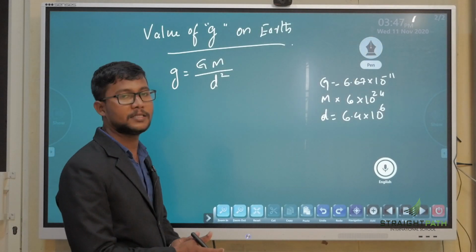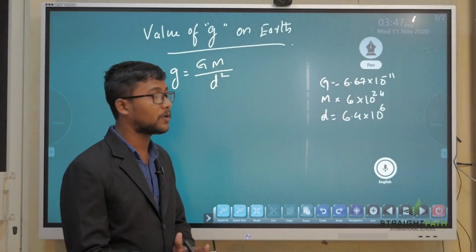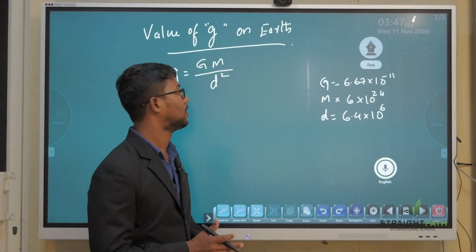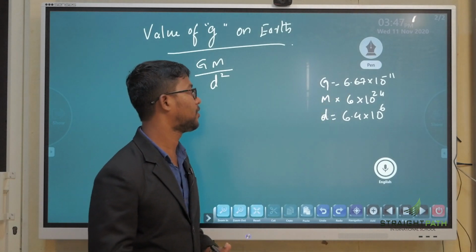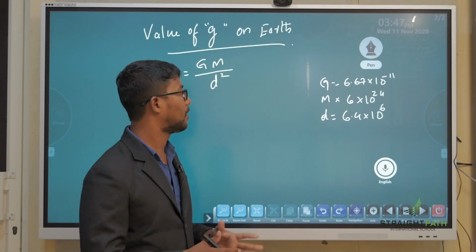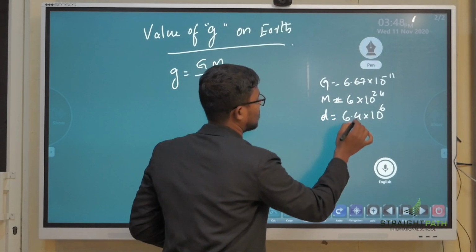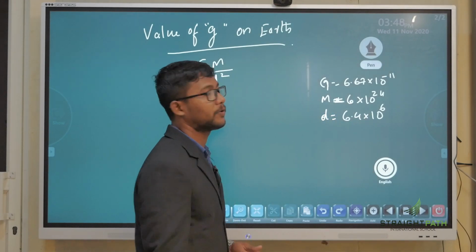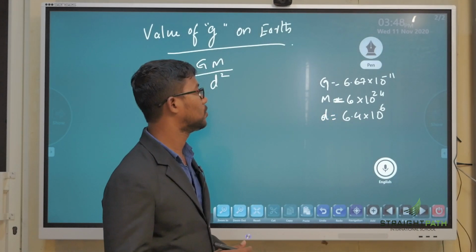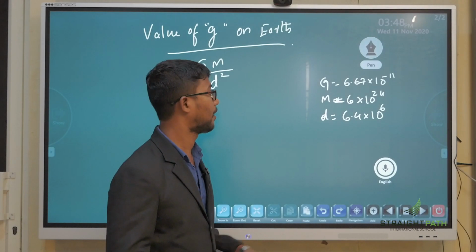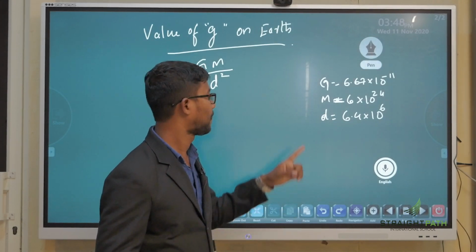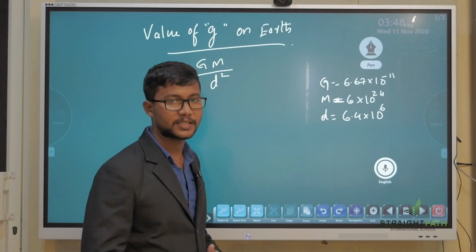g is equal to capital G into capital M divided by d square. We know the value of all these terms, where G is 6.67 into 10 power minus 11, capital M is equal to 6 into 10 power 24 and d is equal to 6.4 into 10 power 6, where M is the mass of the earth, and d is the distance between the object and earth.